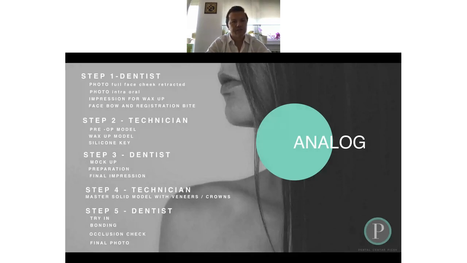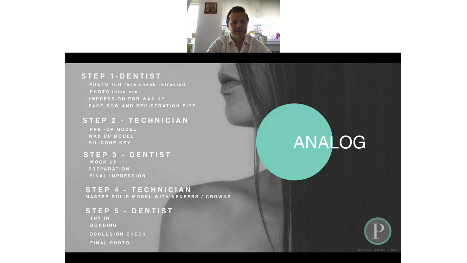When we have an analog approach, which I believe most of this audience is still doing, there is always the same procedure of photography. We need good dental photography for our documentation and for the before and after comparison with the patient. After that, we use impressions for the wax-up and registration and send all this to our dental lab. Then our technician will do the pre-op models. He will get the stone models, put them in the articulator, and start doing the wax-up.